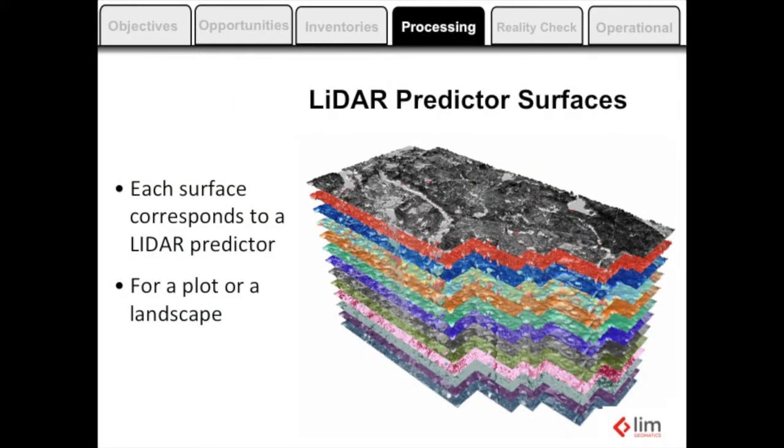At the end of the day, you end up with basically a raster surface layer for every one of those LiDAR predictors. So the max height, the 90th percentile height, the density metrics, the skewness or kurtosis are basically raster layers, and they're all available there. They're all stacked up to build models.